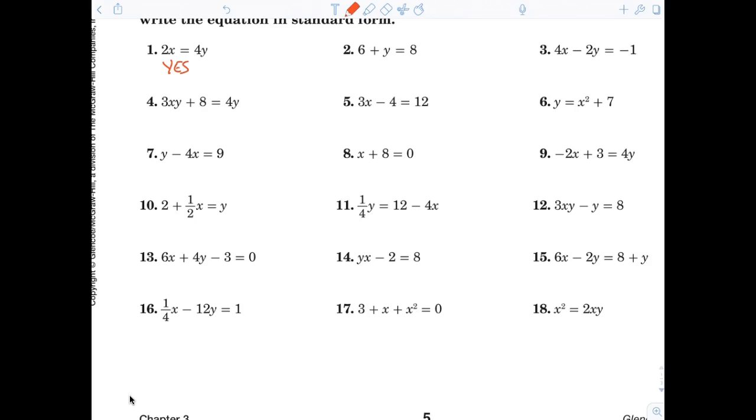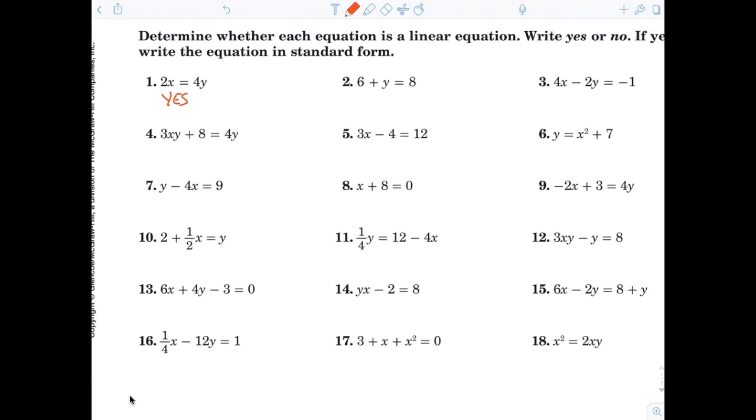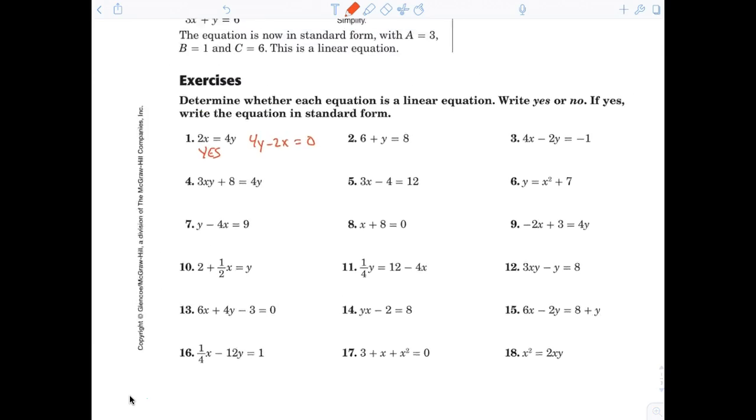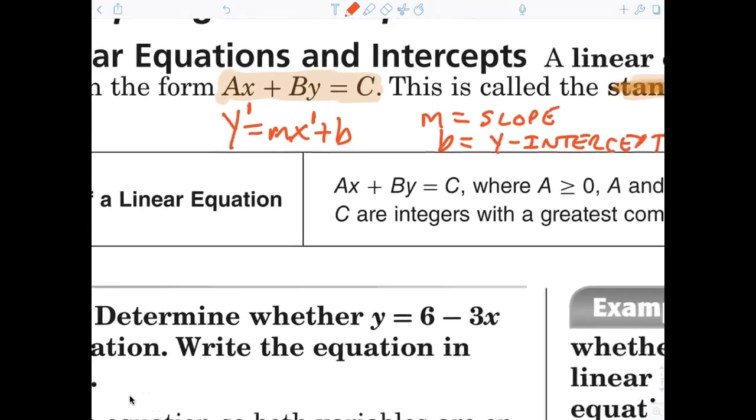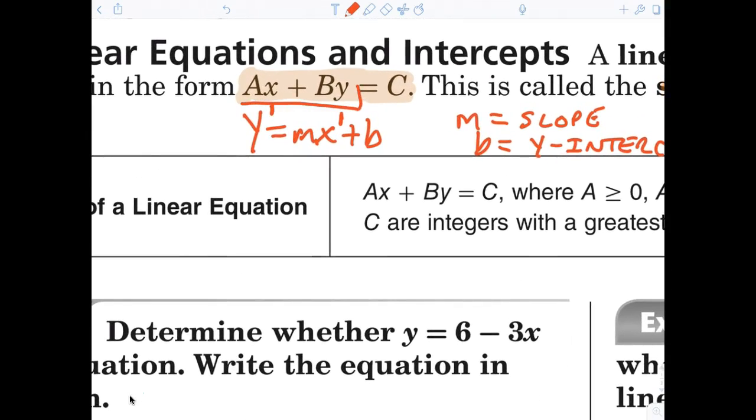The reason it is, again, is because I could put it in the form 4y. I could write 4y minus 2x equals 0. You see that? Okay, so again, here's the problem. It's this up here, guys. Does everybody understand a and b are just any number? A and b can be any number, c can be any number.